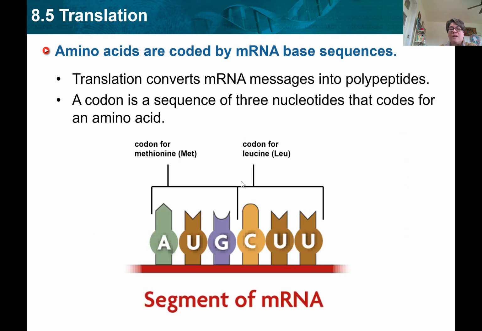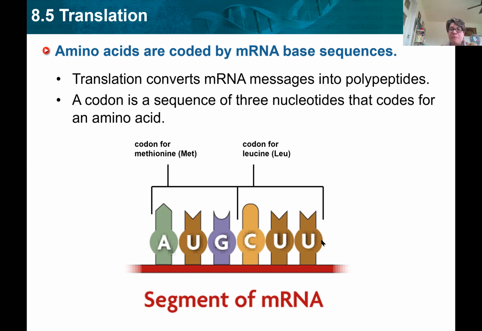So to do that, this is a piece of RNA, and it has these bases. Remember that RNA has U's instead of T's. So we have AUG, CUU, and it's only half the sequence. It's like a ladder cut in half. And this codon here has 3 nucleotides.